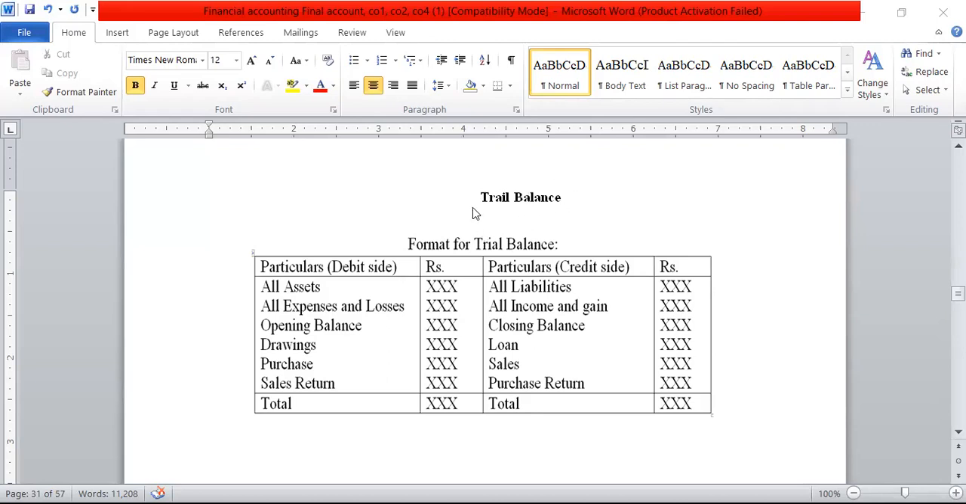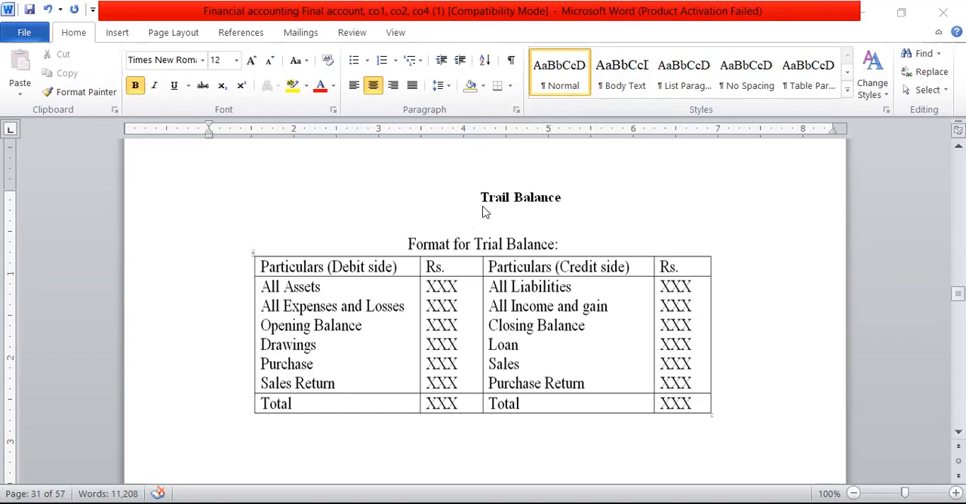In this video, I am going to deal with trial balance. In the past series of videos, we prepared journal entries and ledger. Now, trial balance. After preparation of journal entries and ledger, finally, we can post into the trial balance. Trial balance deals with the end value or end balance of each and every individual account.